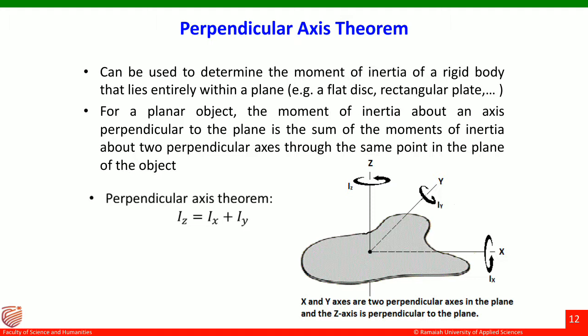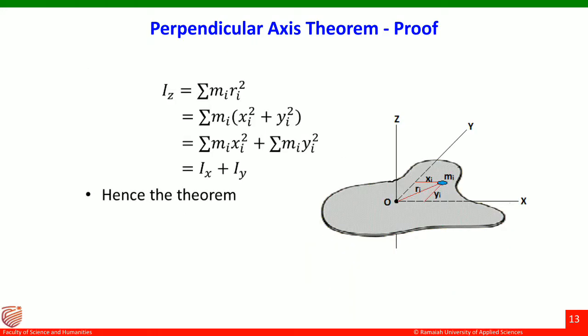That Iz can be written as Ix plus Iy. What is Ix here? Ix is the moment of inertia of the same body but about the axis lying along the x direction, and similarly Iy represents the moment of inertia of the same body whose rotation is happening about the y-axis. This is how we define the perpendicular axis theorem. Now we will go to the proof of the same.